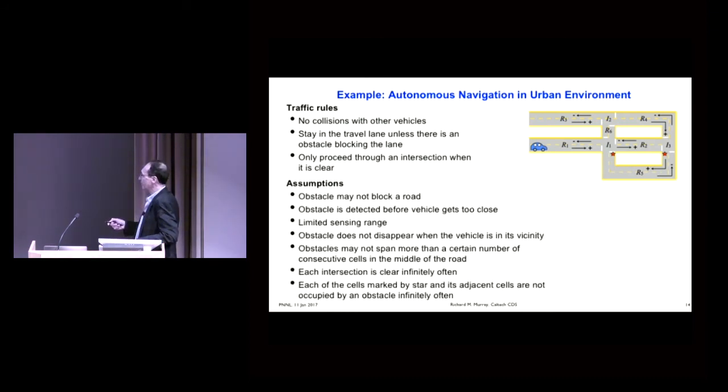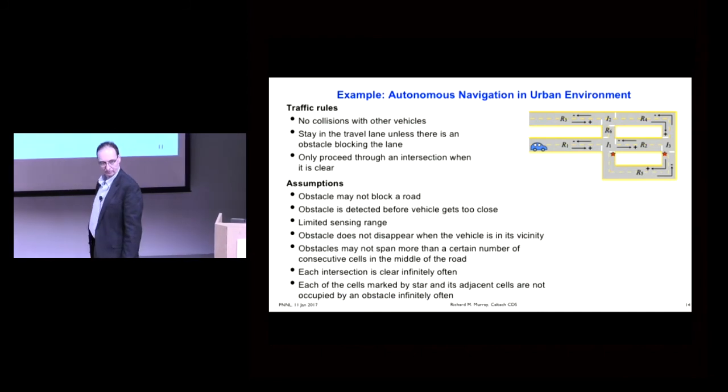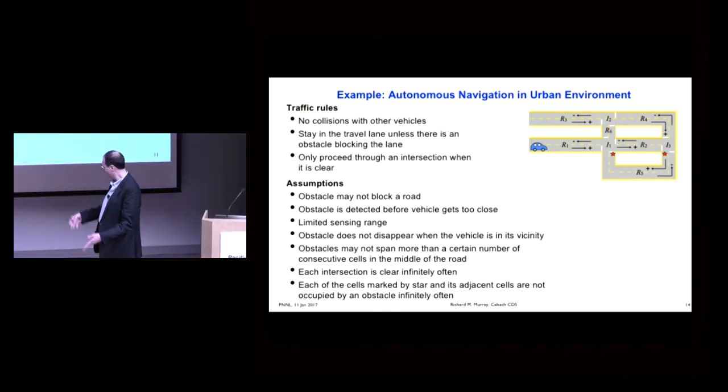Here's one that's kind of weird. Obstacle does not disappear when the vehicle is in its vicinity. Where does that come from? Well, that comes from trying it without that and seeing that the system gives you a counterexample. And the counterexample is you're driving along, you see a car in front of you, you change lanes, you get out of your lane, and when you get out of your lane, this car just disappears. Now what happens? I'm in this lane, there's nobody over there. Why am I in the opposing traffic lane? That violates this guy.